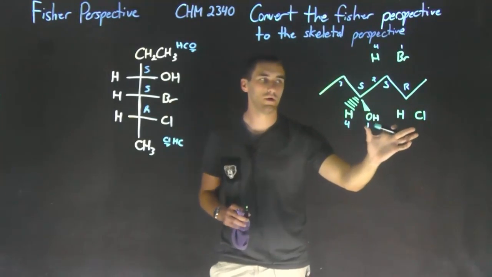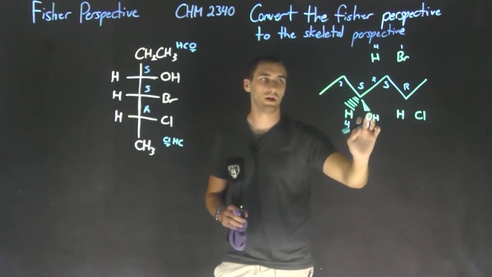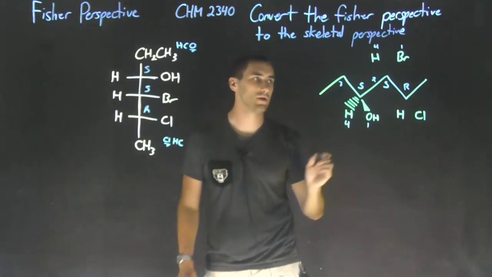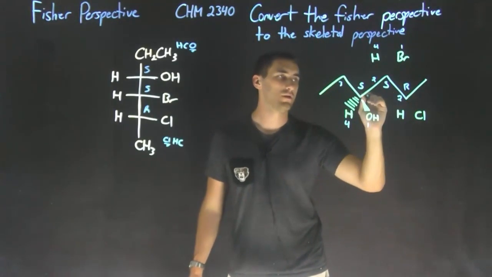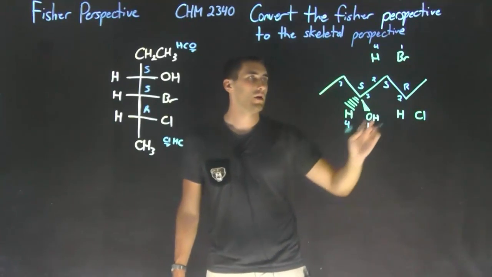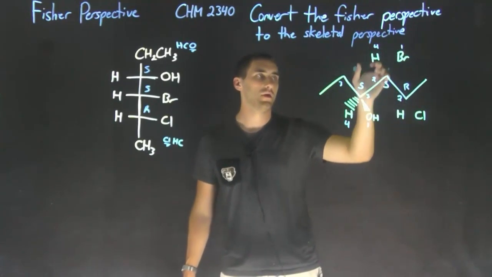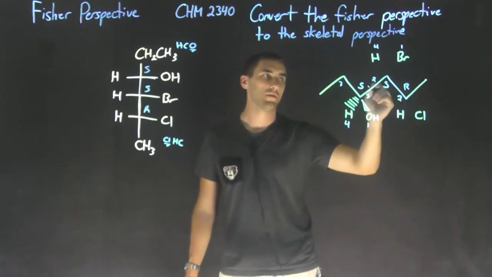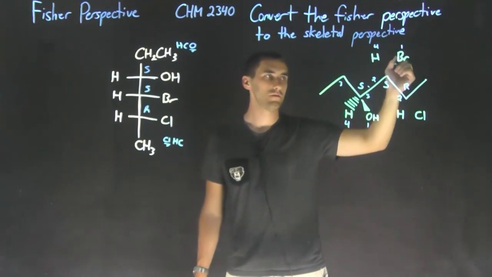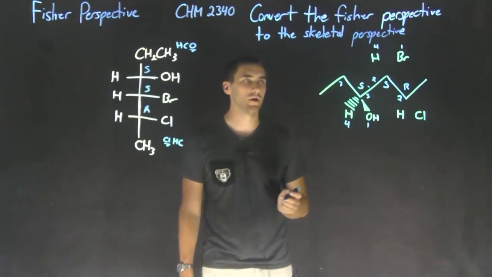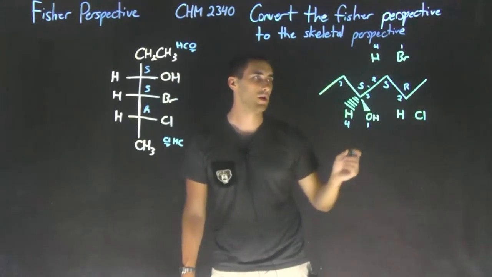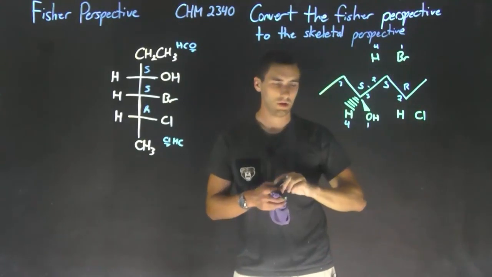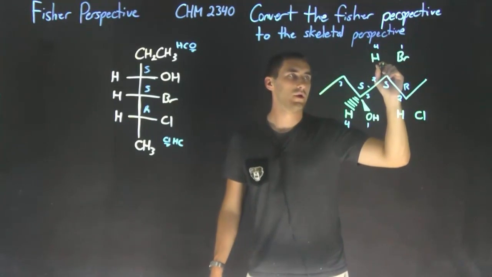For the next one, again, remember, this one is going to get a higher priority than the oxygen one. Now if we have 1, 2, 3, 4, and we need S, if we kept it the same, we would be having the R configuration. Therefore, we need the bromine to be in the back.